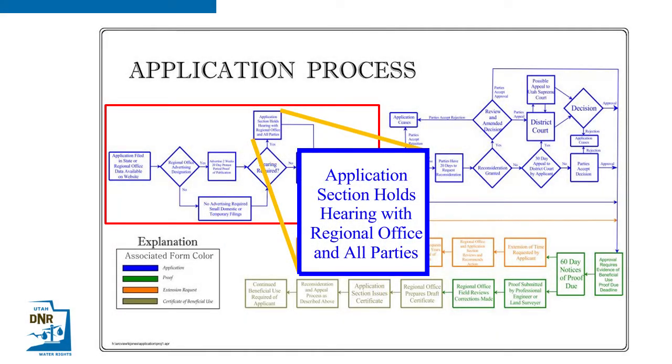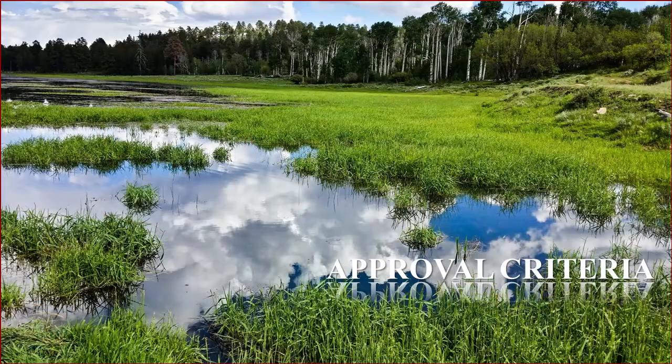Another element is the holding of administrative hearings. This is an informal process. In many cases, attorneys participate in those hearings, but an individual does not need an attorney to participate, and having an attorney present does not necessarily provide an advantage. For the decision-making process, we look at the facts and the data that is presented, and we follow the statutory approval criteria. So let's look at approval criteria.